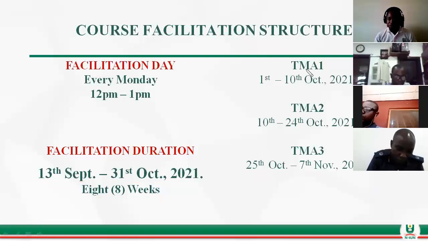Now, your TMA, your tutor mark assessment, is more like your continuous assessment. It's more like your test, all right? As facilitation is ongoing, you will be taking your test along the line. You have three tests to take. This is the first one, the second one, and the third one. They are fixed: the first test should come up between 1st to 10th of October, 2021.